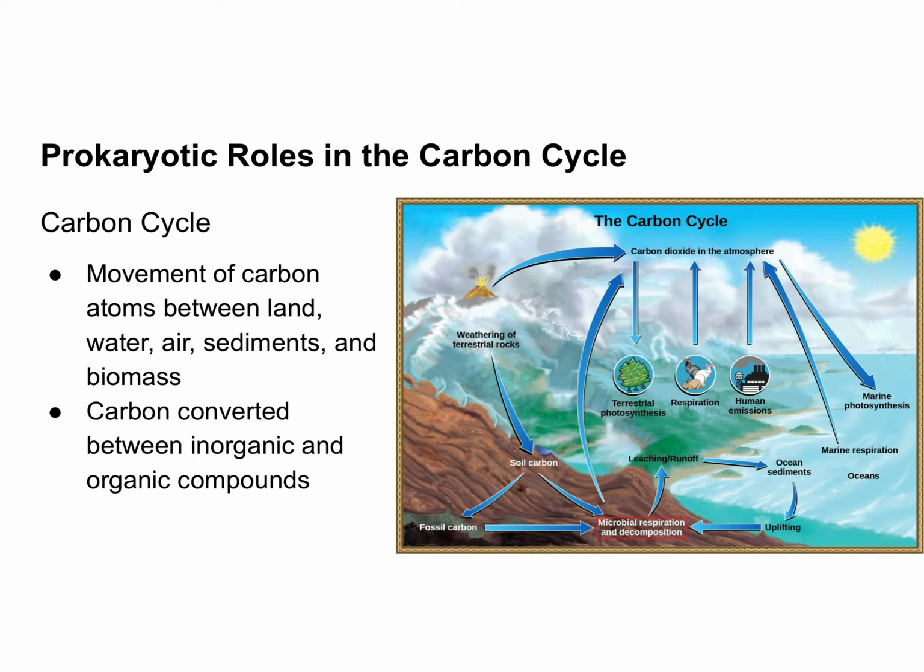So the carbon cycle is just the movement of this element carbon between land, water, air, sediments, and biomass. And biomass just refers to living organisms. All right, so biomass includes the carbon that is incorporated into the leaves of a plant or the skin of an animal, for example. The carbon is also converted between inorganic and organic components.